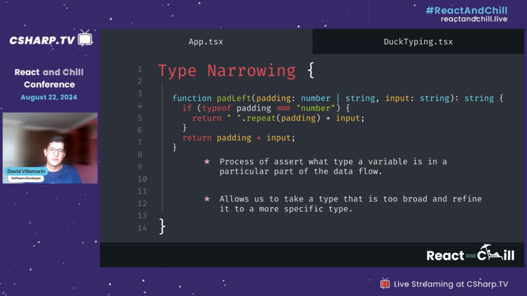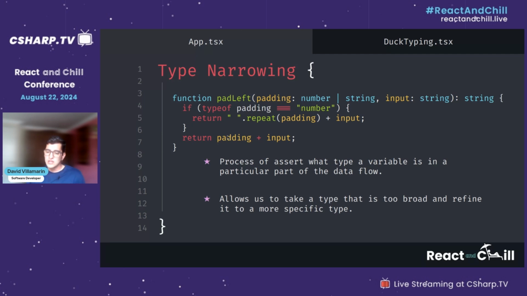In this case, we have this padding that could be a number or a string. In this specific conditional that we have here, we are narrowing the type to the case when padding is just a number. So inside of this line 5, we can use padding just as a number. So we can run different number functions, such as toFixed or toExponential, for example.